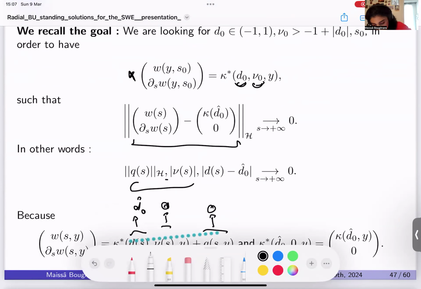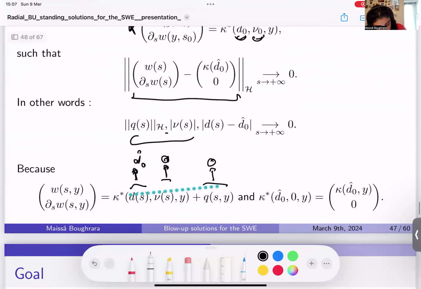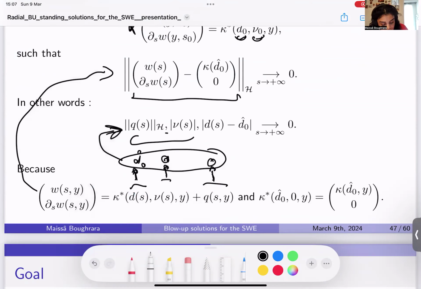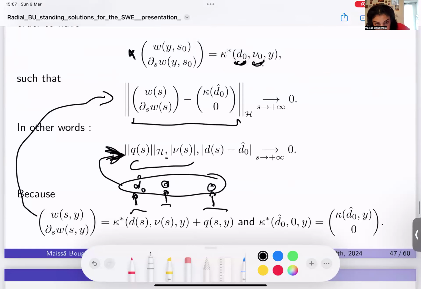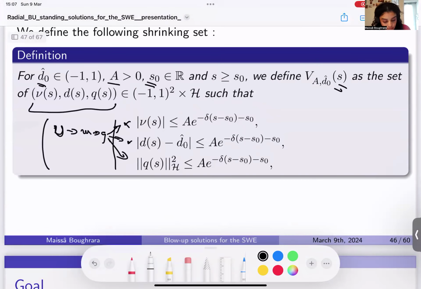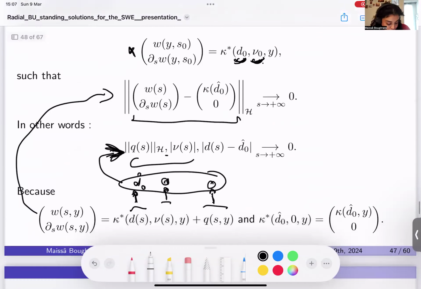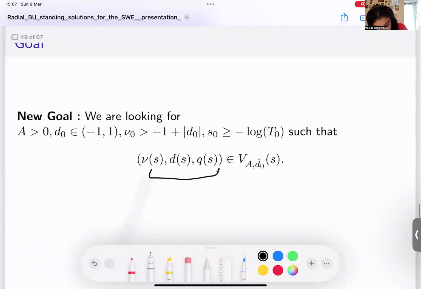Yes, come on. Okay, so if I have this one goes to D0 hat, this one goes to 0, and this one goes to the 0, then from this, I will obtain the convergence I'm looking for. So I just need to have these three, and these three are just these ones. So I need to trap these three for well-chosen initial data parameters in this shrinking set. Okay? So the new goal is to trap the triplets into this shrinking set.